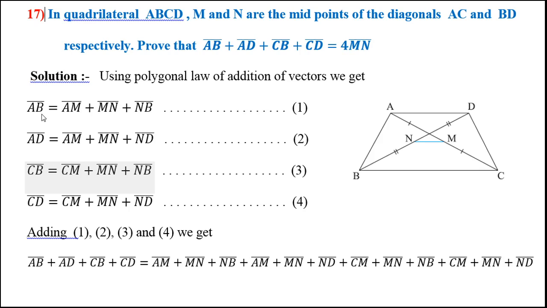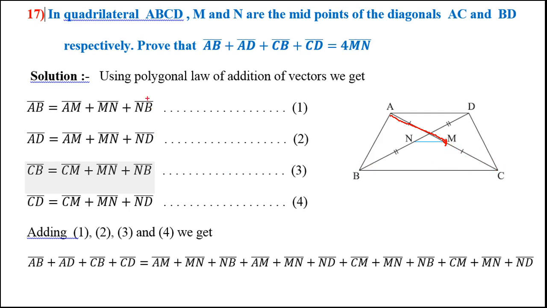So AB bar is equal to AM bar. Where is M? Here is point M. And this segment AM is same as segment MC, because M is the midpoint of AC.